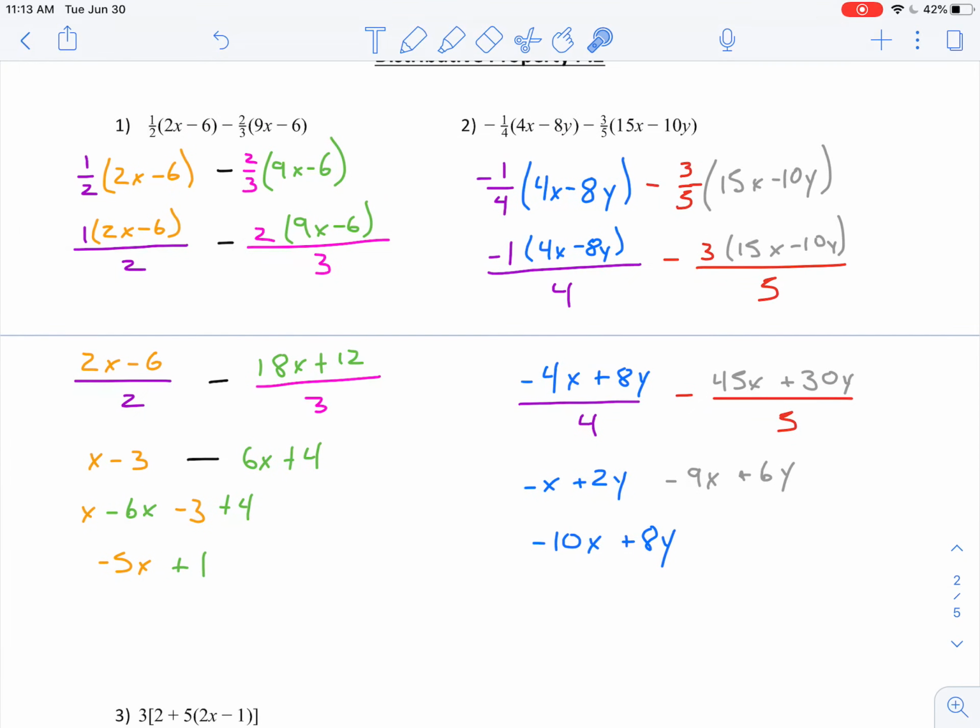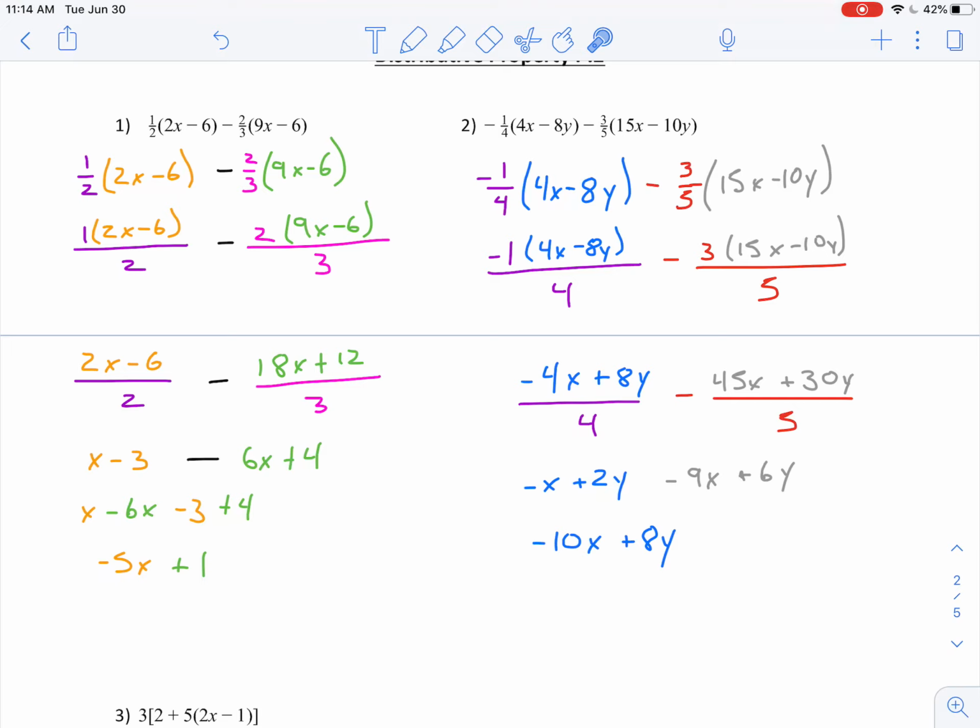So for this one, I have negative 1 over 4 times 4x minus 8y minus 3 over 5 times 15x minus 10y. Right, so same idea. It's simply stating as what's 1/4 or negative 1/4 of 4. Well, I'm just going to write it out so it's a little bit easier so I don't deal with fractions. I simply leave the numerator and I multiply whatever is in the brackets here and then divide everything by 4, right? Same thing on this side.